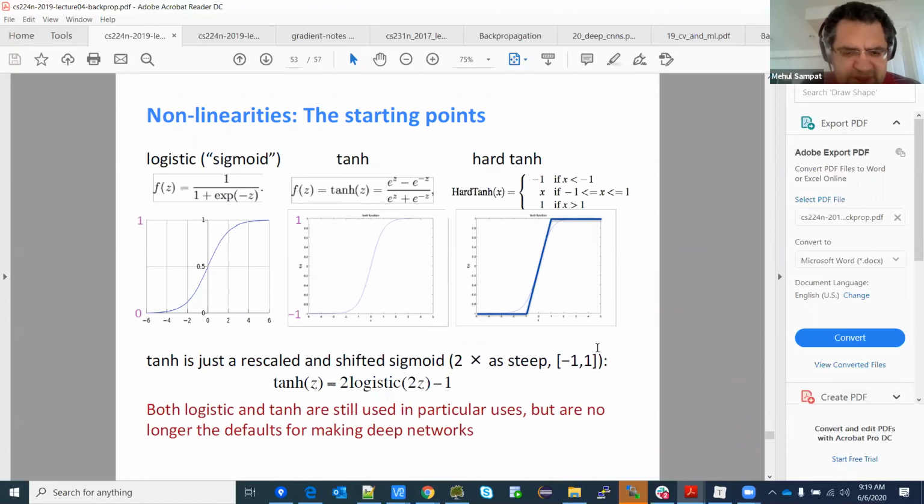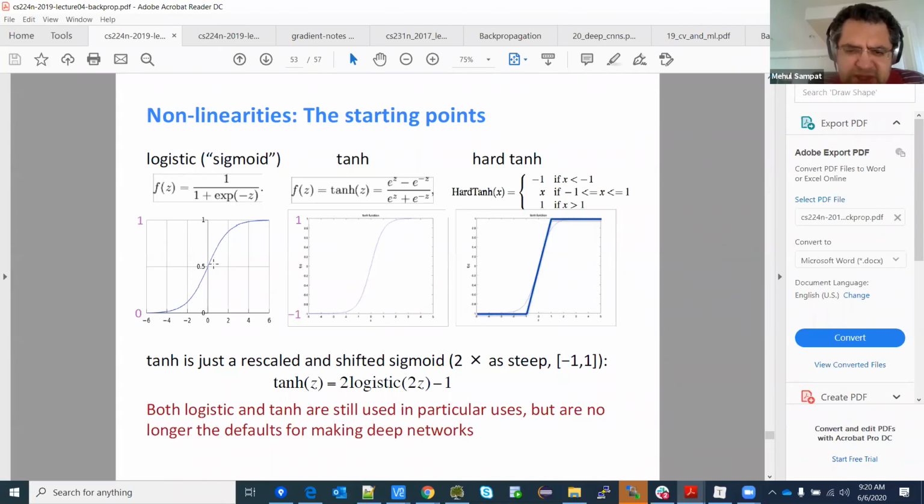He talks about, because of what we talked about last time, you need a non-linearity. The original was a sigmoid, which takes your input, say from minus infinity to plus infinity, and squishes it into the range 0 to 1. And when z is 0, it is 0.5. So that was the original nonlinear function that's used.